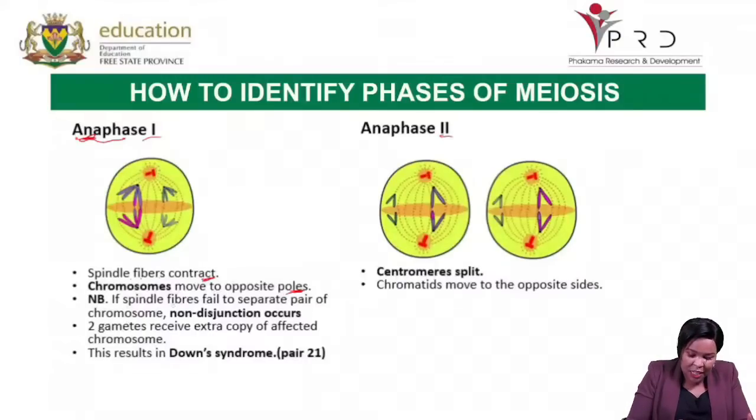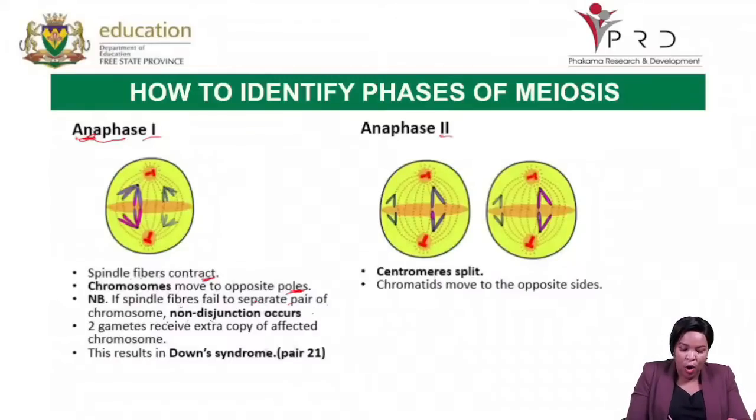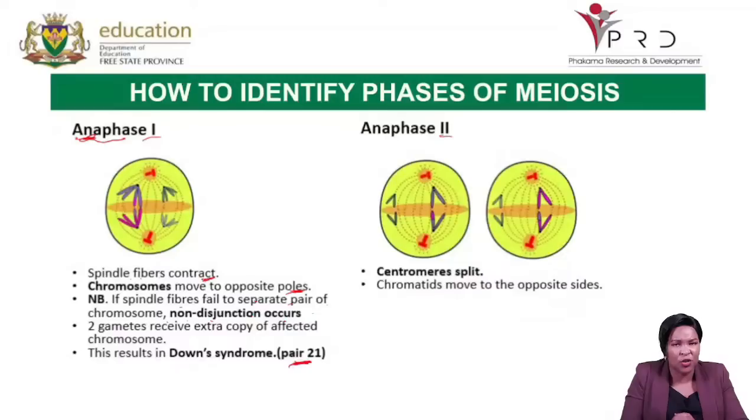Then, if the spindle fibers fail to separate a pair of chromosomes, then nondisjunction is going to occur. Do you remember that? And 2 gametes are going to receive an extra copy of the affected chromosome, and that can result in Down syndrome if this happens at chromosome pair number 21. I hope that story is still fresh in your mind.